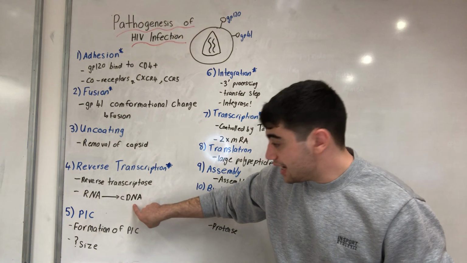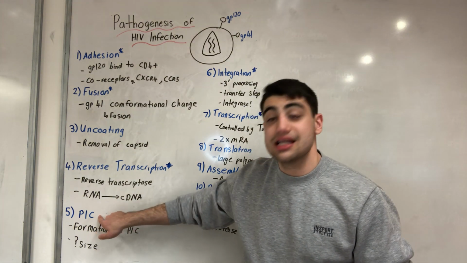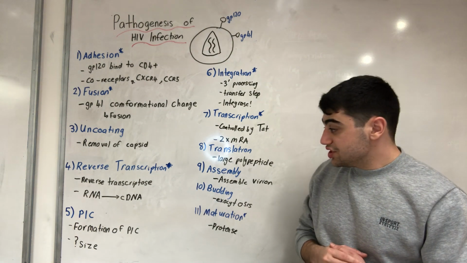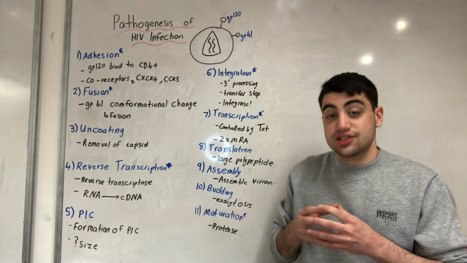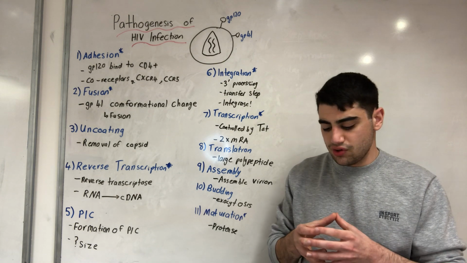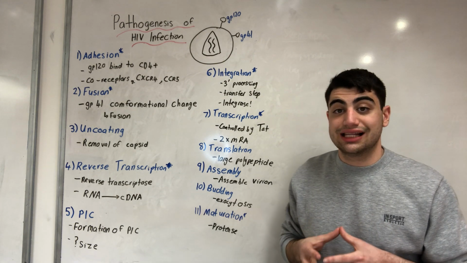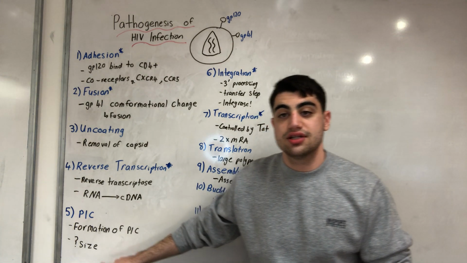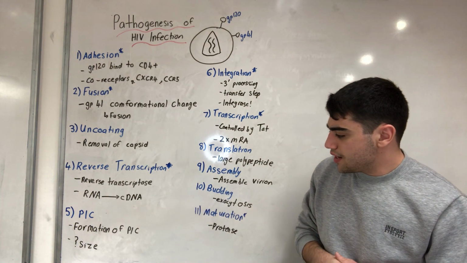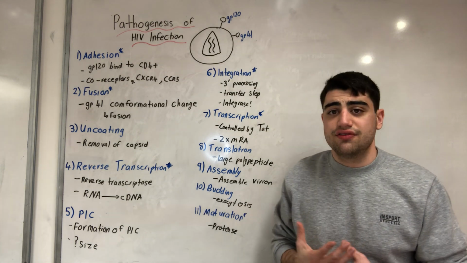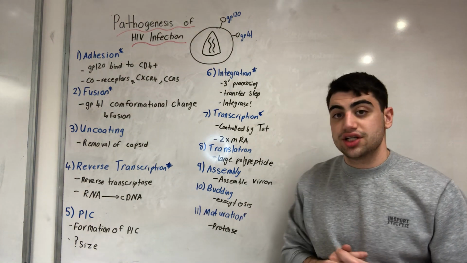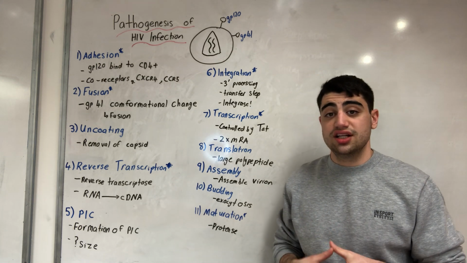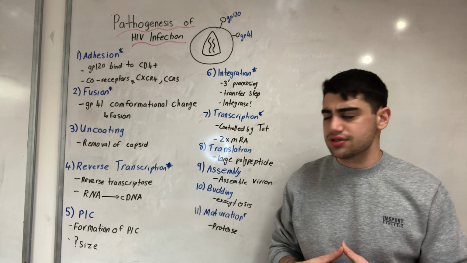So once we have DNA, we then form what we call a PIC, the pre-integration complex. The pre-integration complex is when that complementary DNA associates with a number of proteins, and it forms almost like a vehicle, if you will, that allows transport into the nucleus. Now, I've written question mark size because there's a really interesting controversy about the pre-integration complex, because its size is actually larger than the size of the nuclear pores.